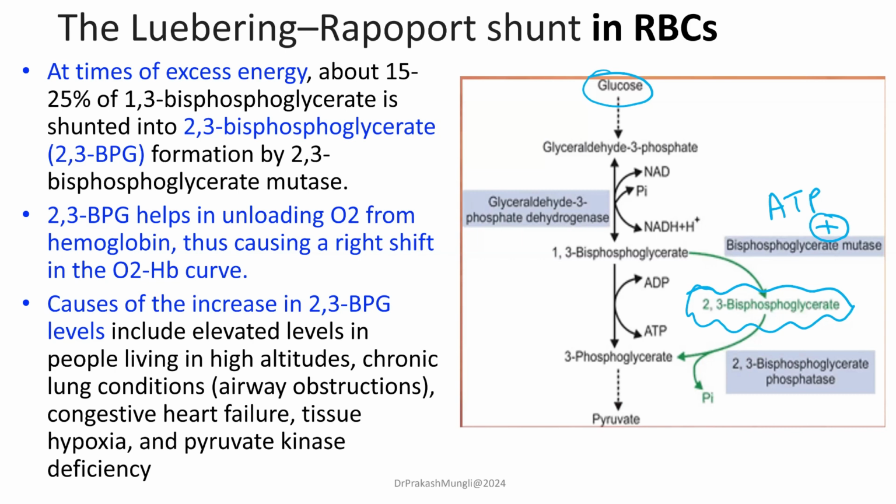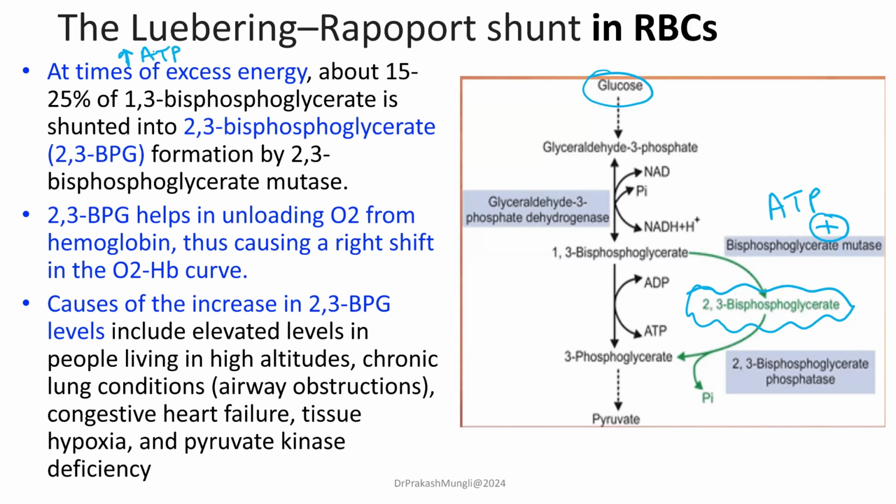The condition is in the red blood cell. Other is at times of excess energy. At times of excess energy means what? When it has more ATPs, right? Let me write that as well. You can also write it down. At times of excess energy means whenever there is an increase in ATPs. That's what it means. Whenever there is an increase in ATP, at that time 25% is diverted.